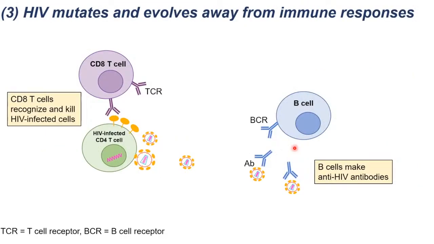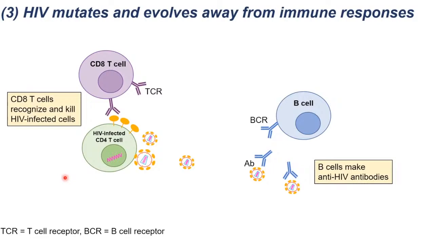Okay, here's the third sneaky trick of HIV. It mutates like nothing else on the planet. As a result, it can evolve away from even the best efforts of our immune system. So just a little bit of immunology shown here. On the left is one branch of our immune system, the CD8 T cells.